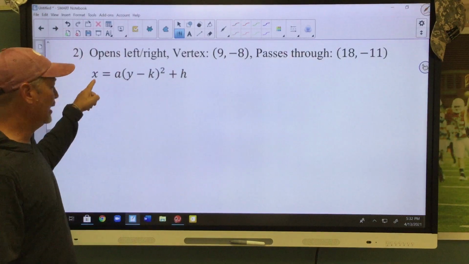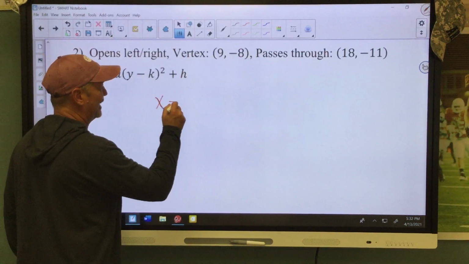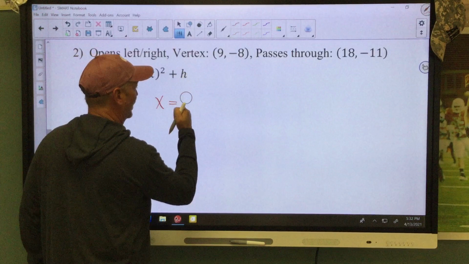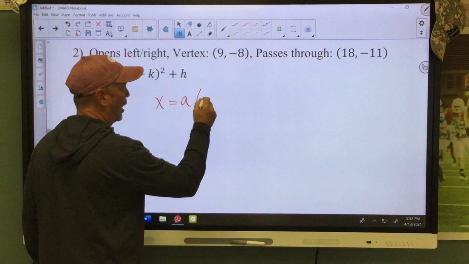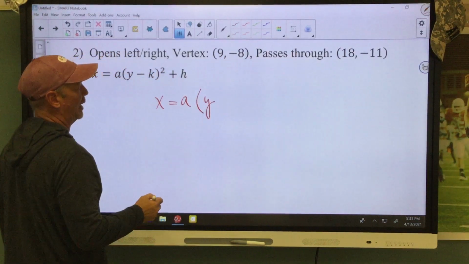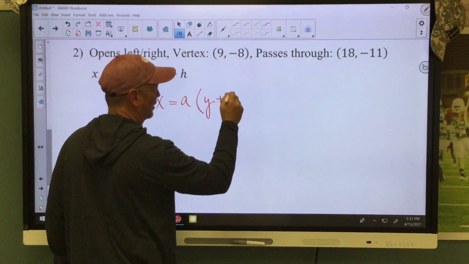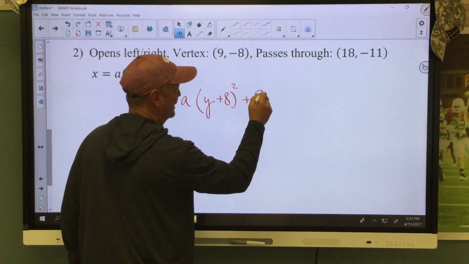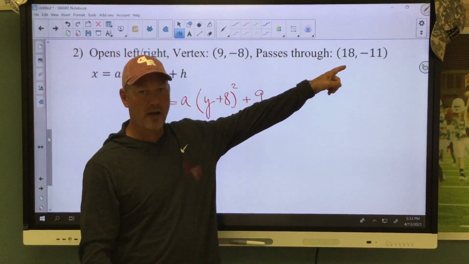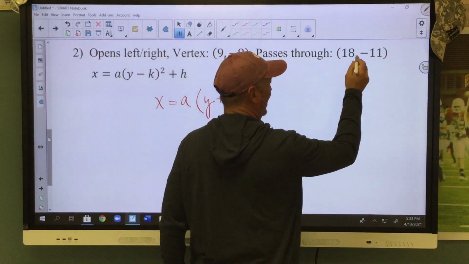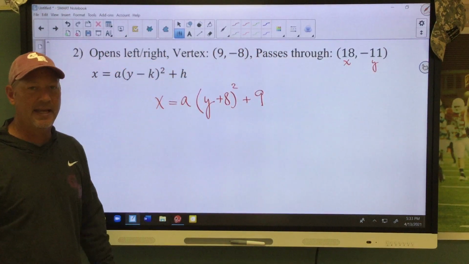So instead of going y equals, this one's going to be x equals. Okay? So we're going to say that x equals a, I don't know my a value, y, let's substitute in, okay, be careful how you substitute in your vertex. We're going to say plus 8 plus 9, okay, so we've got a good start. Again, they gave us a point that's on the graph, so we're going to substitute this in. This is my x value. This is my y value. We're going to substitute those in and solve for a.